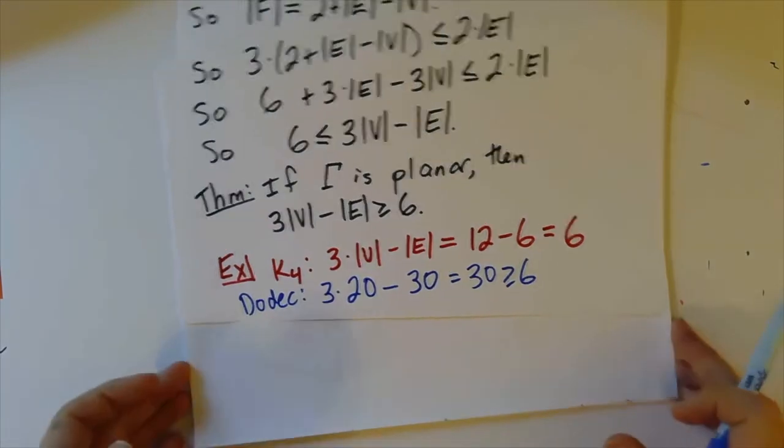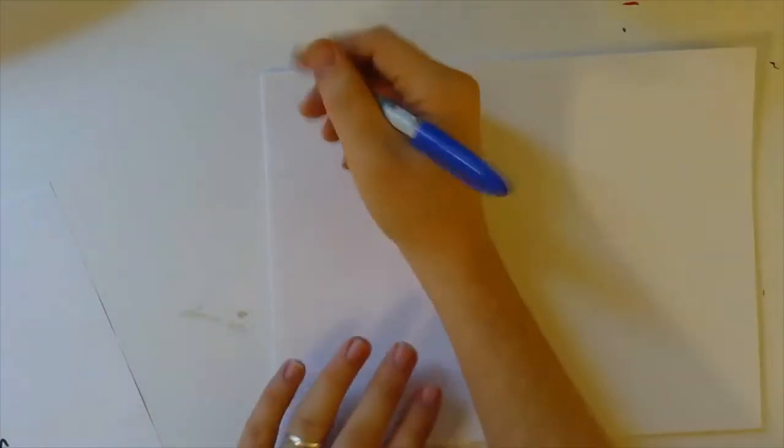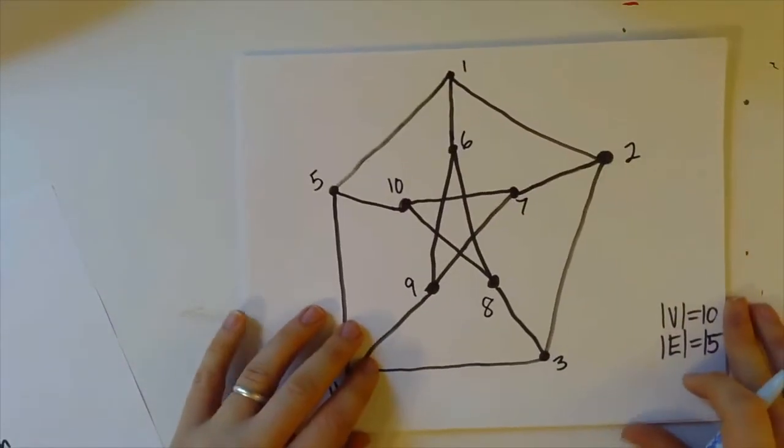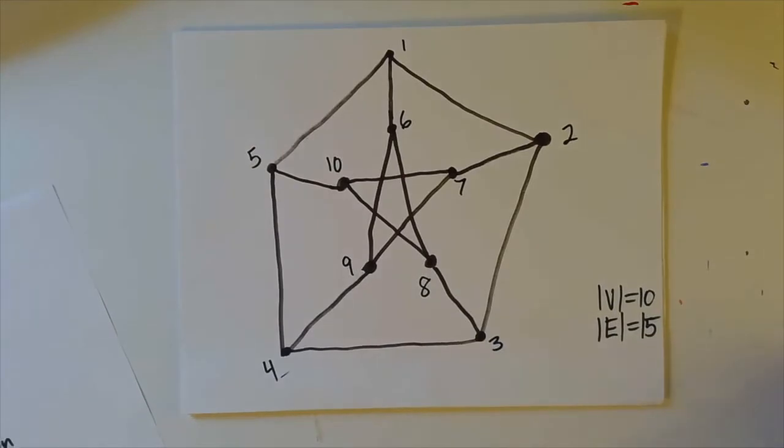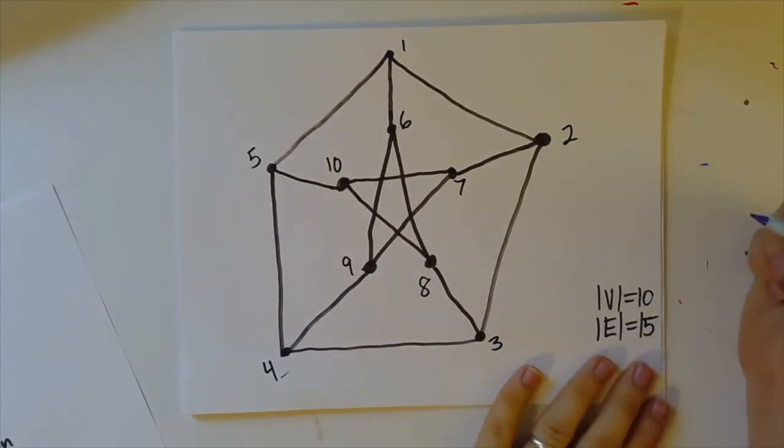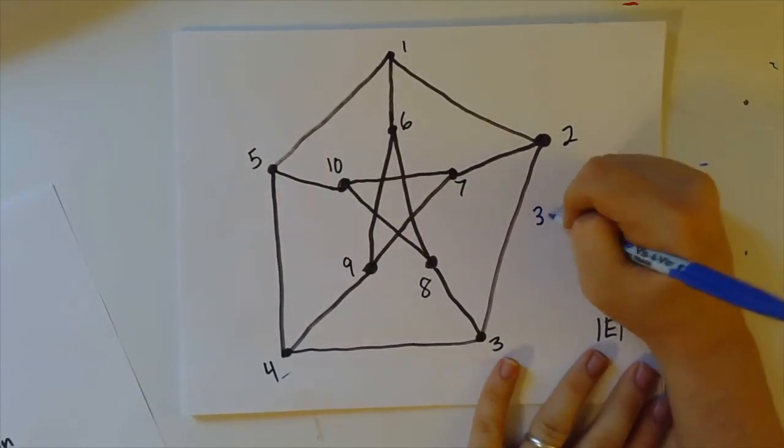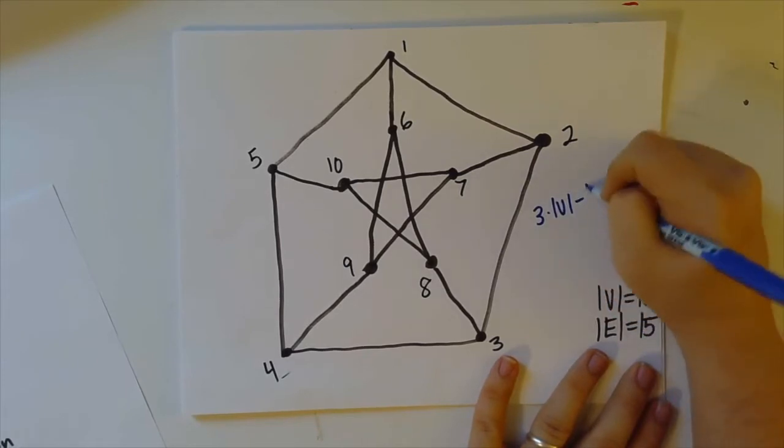Okay. So let's try the Petersen graph. So the Petersen graph we looked at before, we want to know if this graph is planar or not. And so we could calculate this quantity, 3 times the number of vertices minus the number of edges.